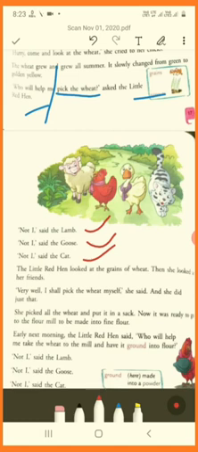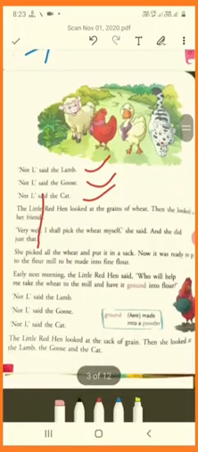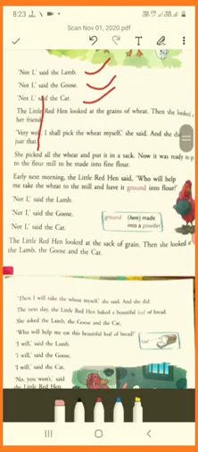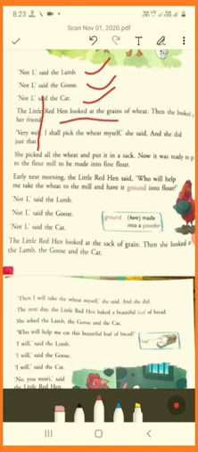Let's read and understand. Here we are. The little red hen looked at the grains of wheat. Then she looked at her friends. So she looked at the grains of the wheat and then she looked at her friends. Very similar to what she did in the beginning, while she was trying to plant the wheat.